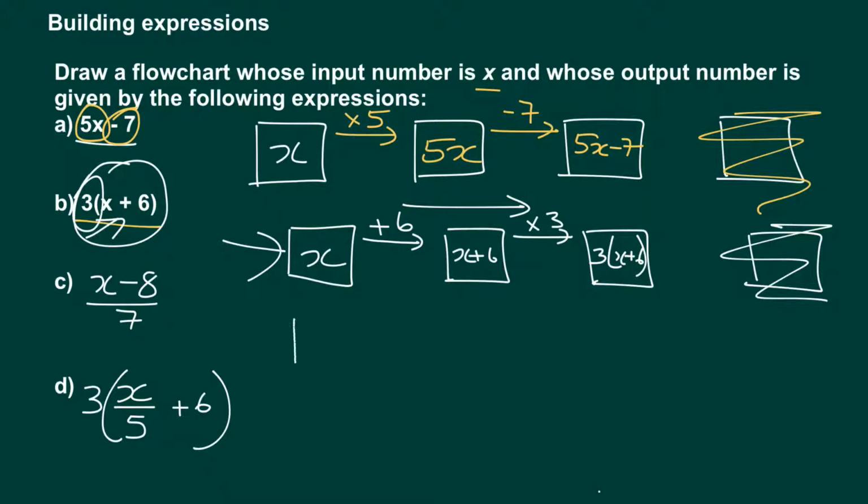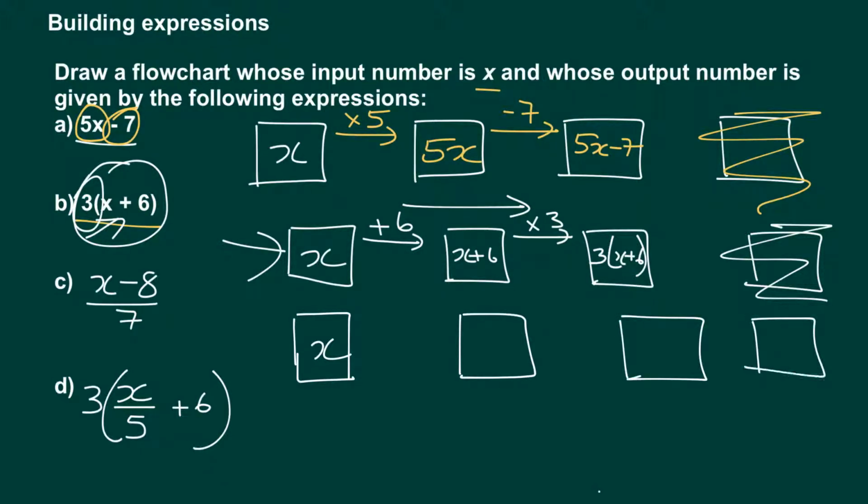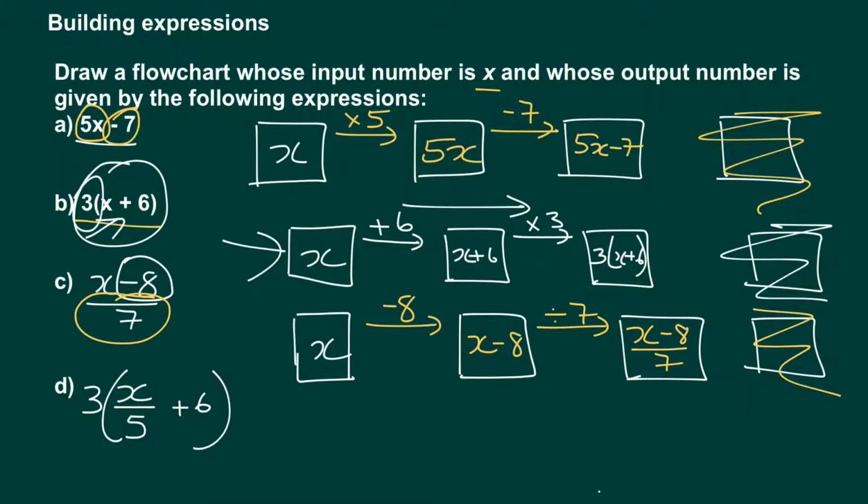Okay, so let's do part C now. Input number is x. Then the very first thing we have to do is the minus 8, as that's the closest thing to x. So working our way through the right hand side, we have minus 8, so x minus 8. Then the next part of this is the divided by 7, or the over 7. So we divide that by 7, and we get x minus 8 over 7. There you go. That right there, guys, is the flowchart for part C.